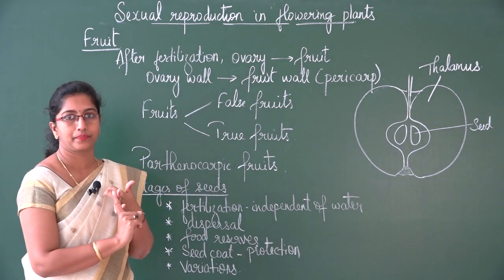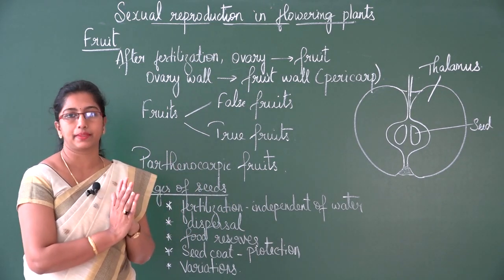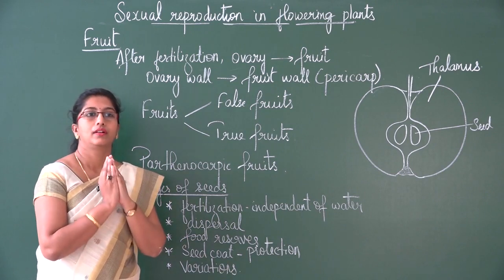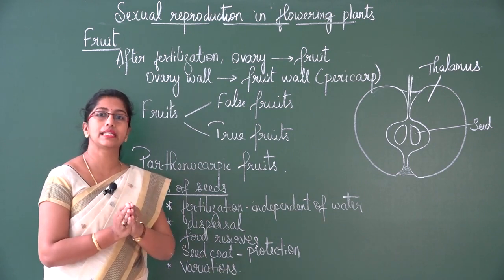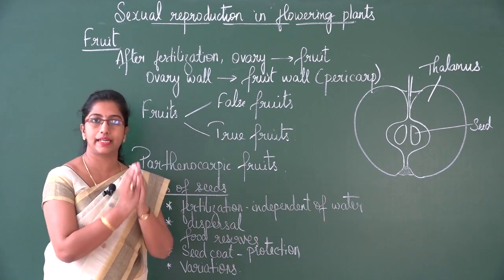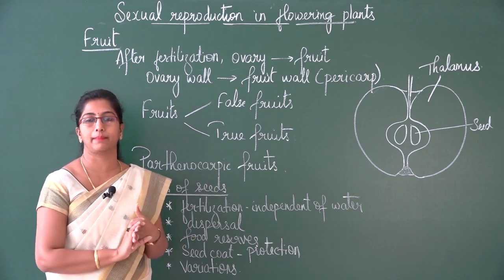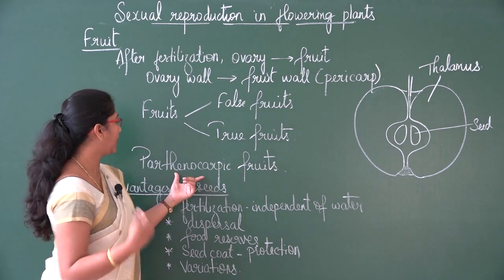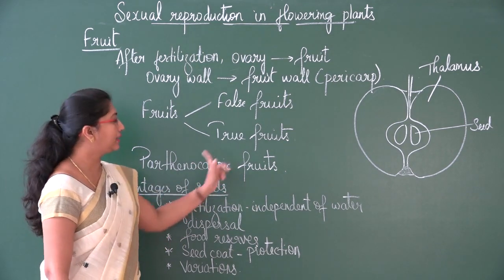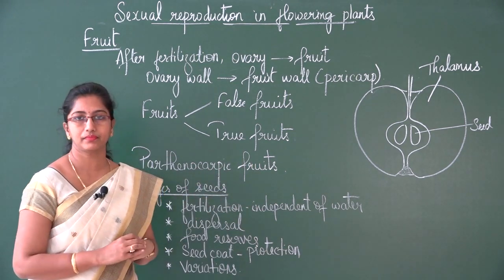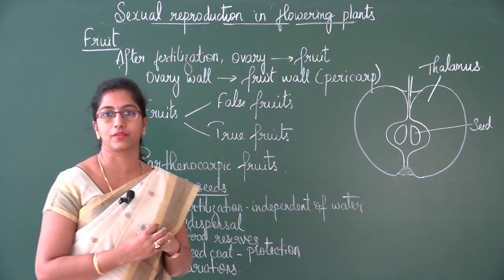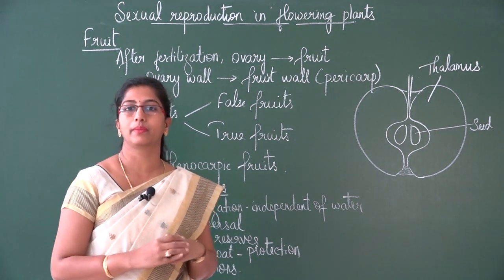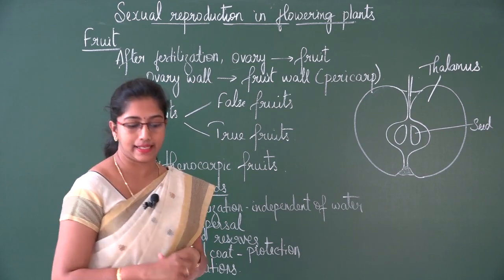Now you need to learn another concept. When I say fruit, you know that it is only after fertilization that seed formation and fruit formation happen. Now there is one more thing you have to study: parthenocarpic fruits. What are parthenocarpic fruits? Fruits which are formed without fertilization.